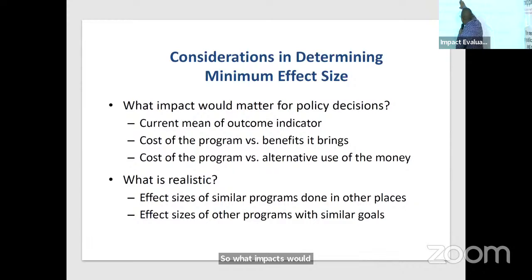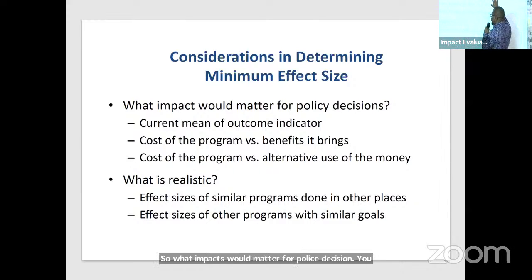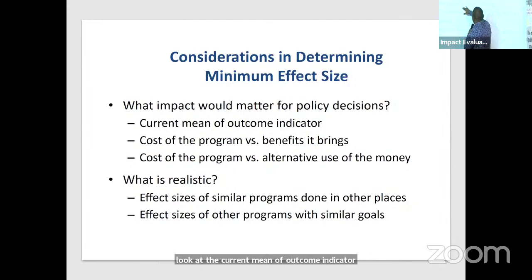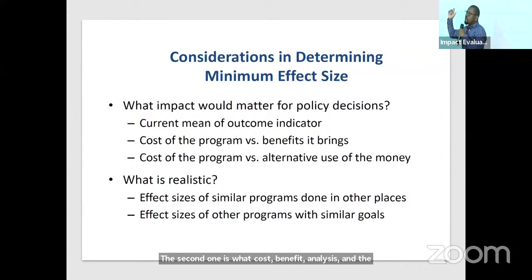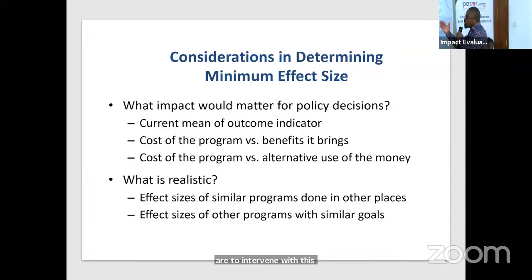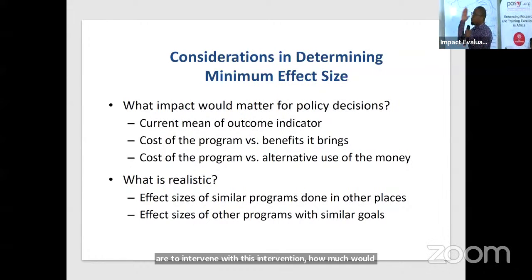You look at the current mean of the outcome indicator. You look at the cost of the program vis-a-vis the benefit it brings. You look at the cost of the program vis-a-vis alternative use of the money. What is it called? The last one, cost effectiveness, right? The second one is what? Cost benefit analysis. And the first one, you look at the average outcome. And if we are to intervene with this intervention, how much would we move the average outcome post the intervention? Are we together?